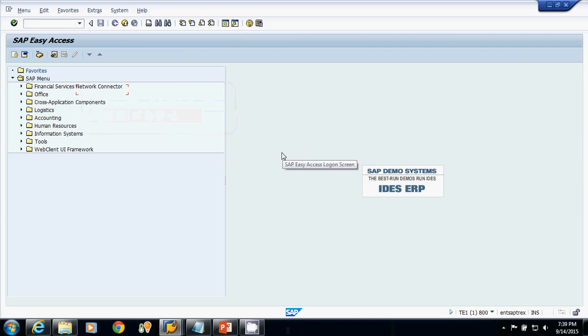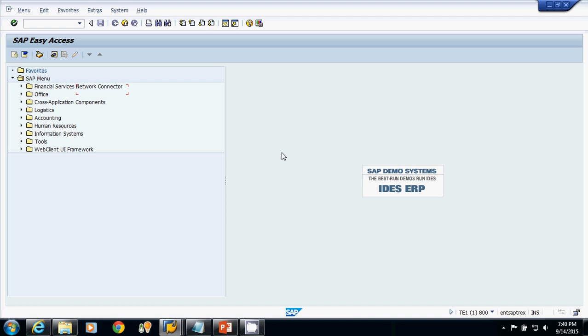Hello everyone. This lecture is all about the introduction of SAP programming language. Now every product or every software is developed with the help of some programming language. For SAP, the programming language is ABAP. ABAP stands for Advanced Business Application Programming Language.